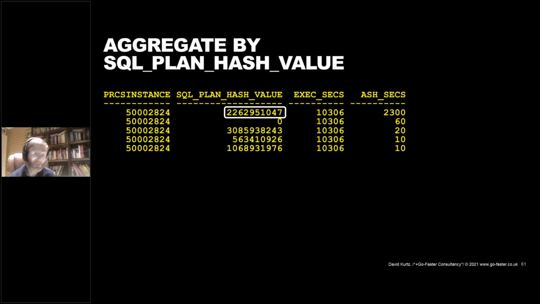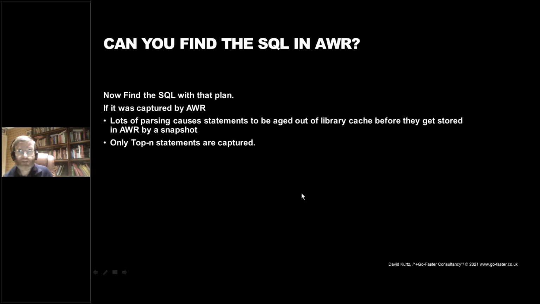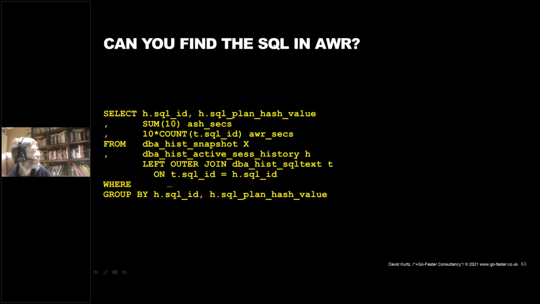The question now is, can I get the detail out of AWR? Because if I've got lots of little SQL statements, it may not get picked up by the AWR repository. It might have been aged out by the time the snapshot went off. It might not be significant enough to be picked up by the top end queries. So, can I find the SQL in AWR? I get my ASH data and I join back to DBA_HIST_SQLTEXT by SQL ID. I outer join to see whether I can find that SQL ID for any of my plan hash values.